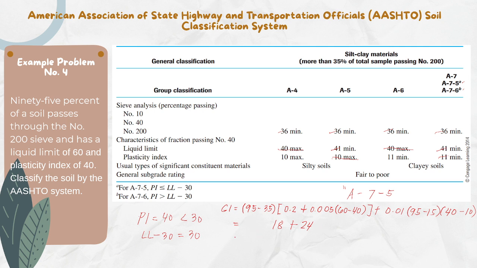So, our group index GI is equal to 42. So, the group classification is A7-5, and group index is 42.